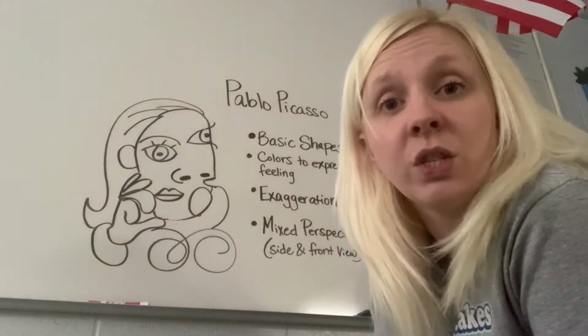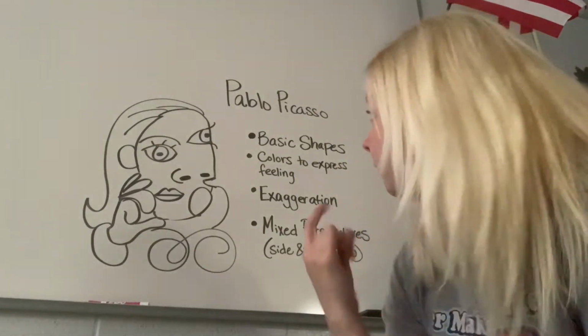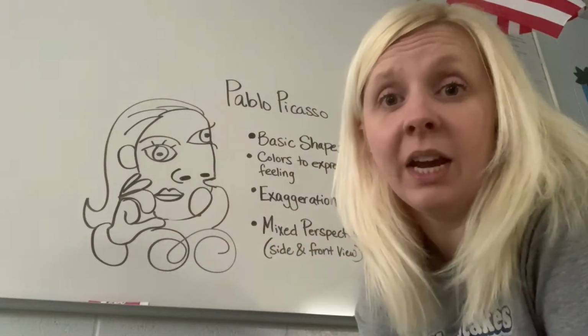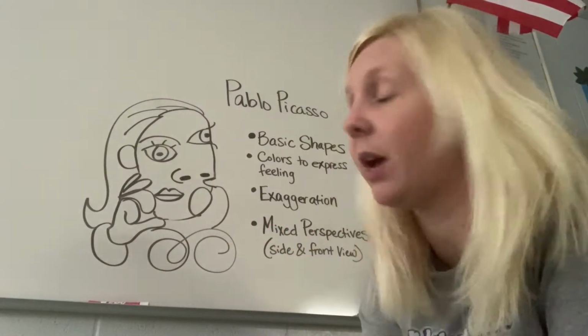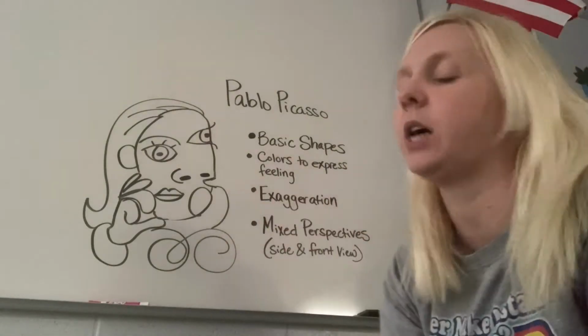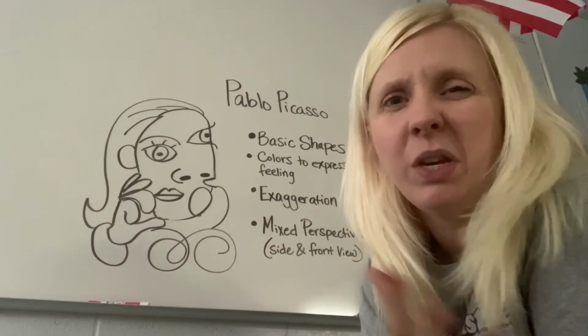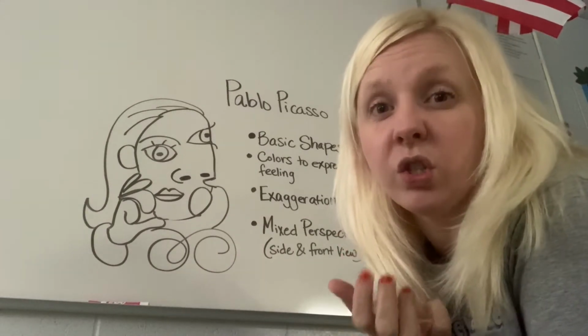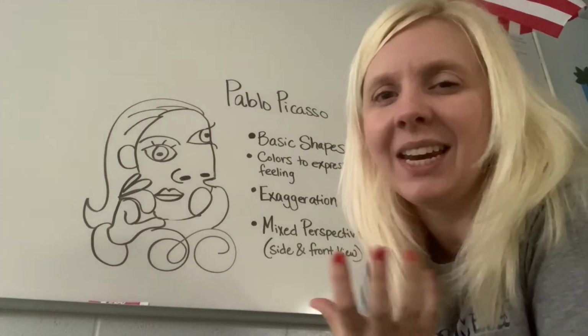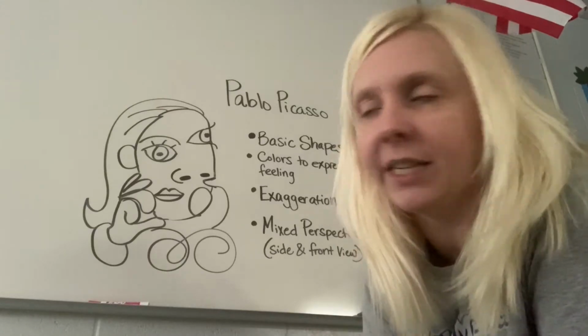And he did all these great things in his artwork. He used basic shapes. It was all about cubism. You remember that from last time? And then he used colors to express his feelings. I don't have any colors up here, but he would use kind of strange colors or unrealistic colors to get a mood or a feeling in his picture.